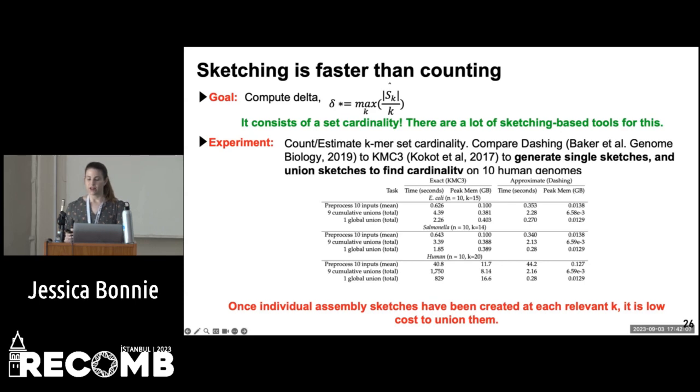Notably, Dashing's peak memory for global unions is equal regardless of the organism. The memory footprints also favor Dashing in both tasks by orders of magnitude.